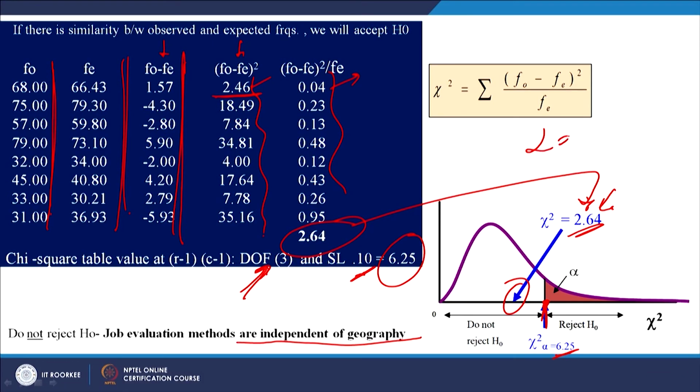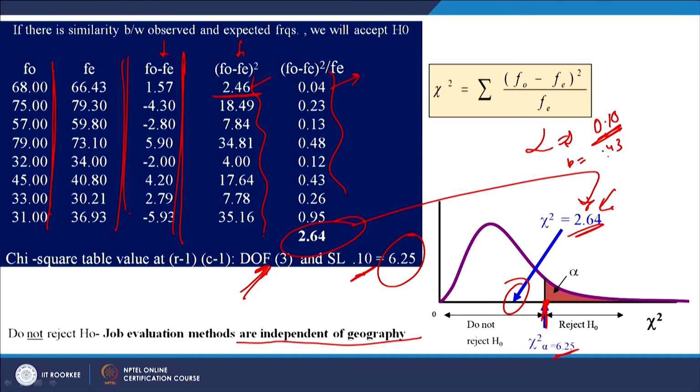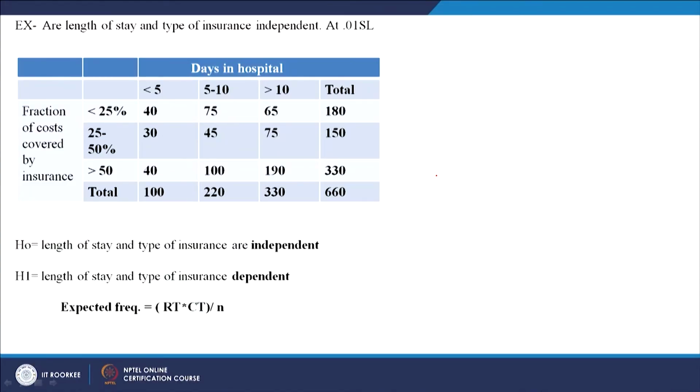So, what is alpha over here? Alpha is 0.10, right, and p value is 0.43. Is p value less than alpha? No. So, we will not reject the null hypothesis. That is what we are saying here as well, right. So, you can in fact corroborate your output of Minitab with the manual calculation which you have done, right. Let us look at one more question on this and then we will wind up today's session.